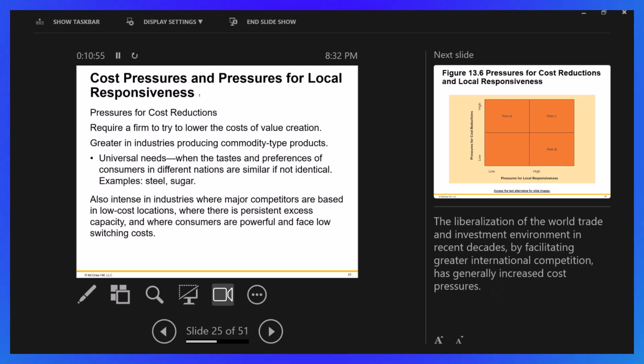There is pressure for cost reductions. It requires a firm to try to lower the cost of value creation, and is greater in industries producing commodity-type products with universal needs, where the tastes and preferences of consumers in different nations are similar, if not identical. For example, steel or sugar. These basically are commodities. Pressure is also intense in industries where major competitors are based in low-cost locations, where there is persistent excess capacity, and where consumers are powerful and face low switching costs.